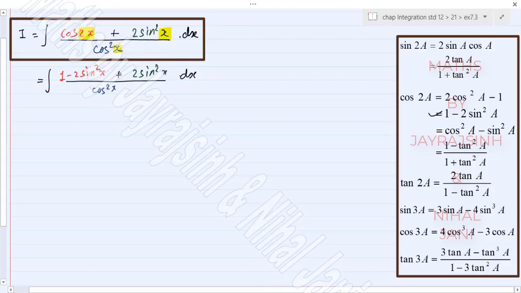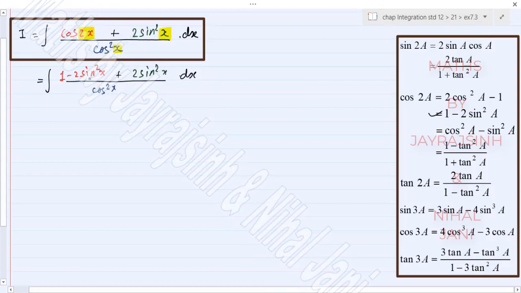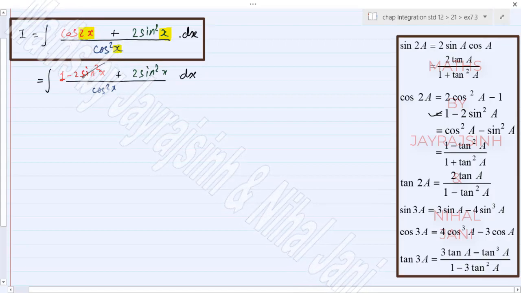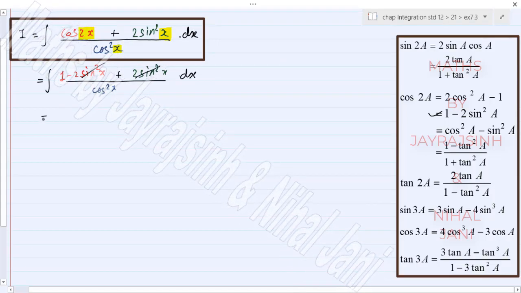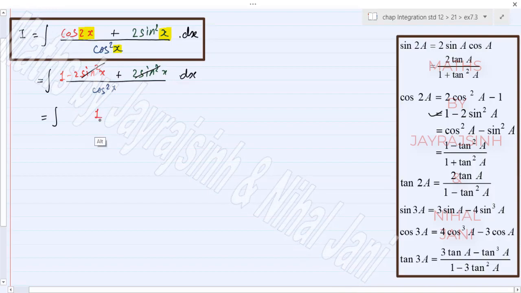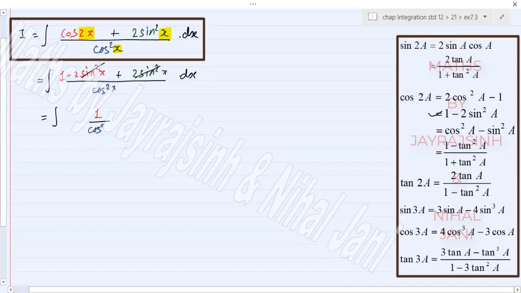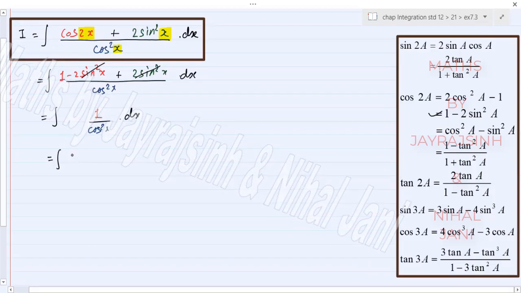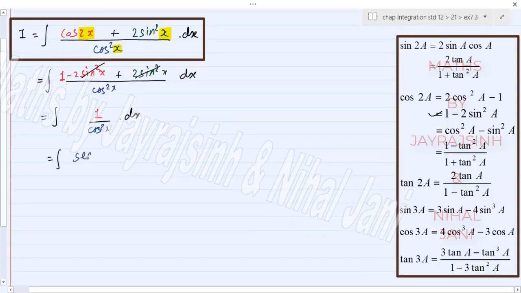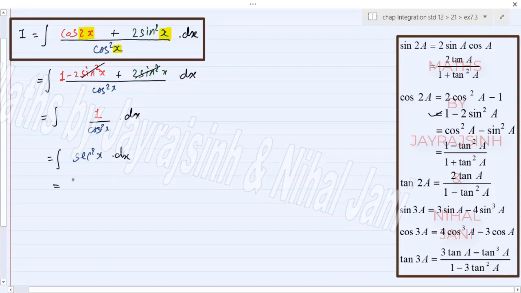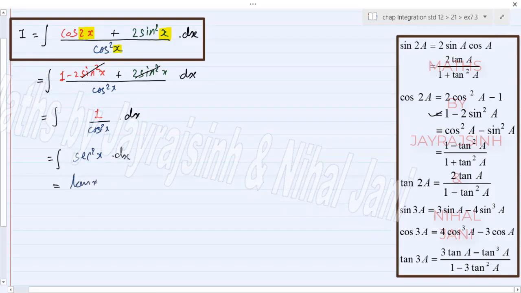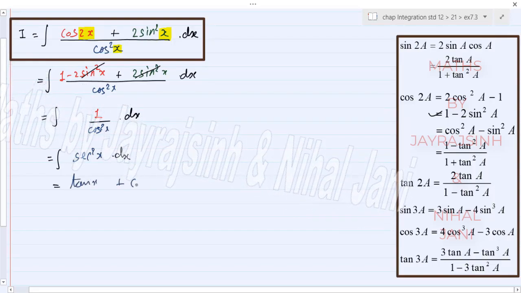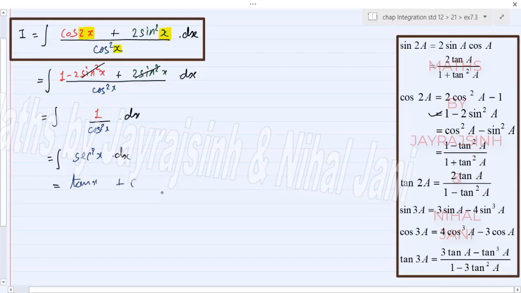So now we have the same angle in all trigonometry terms. Simplify. This 2 sin square x will cancel out. We just have to integrate 1 upon cos square x, which is basically integration of sec square x. Integration of sec square x is tan x plus c is your final answer. Ta-da!